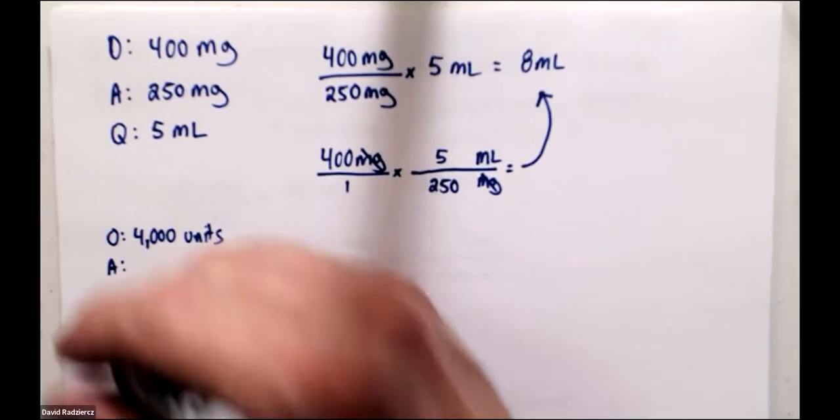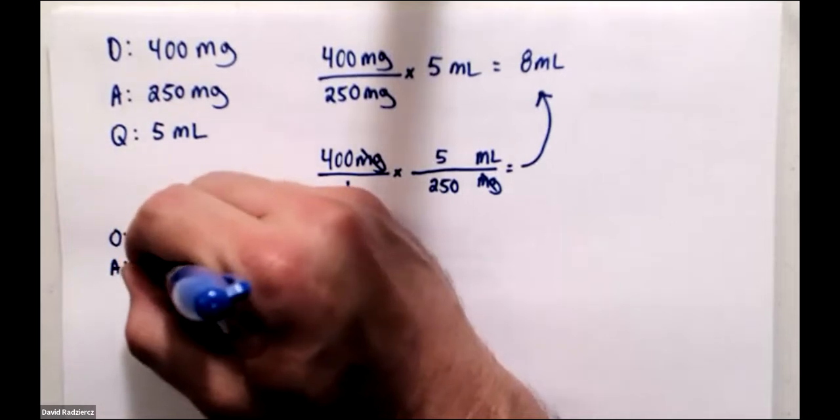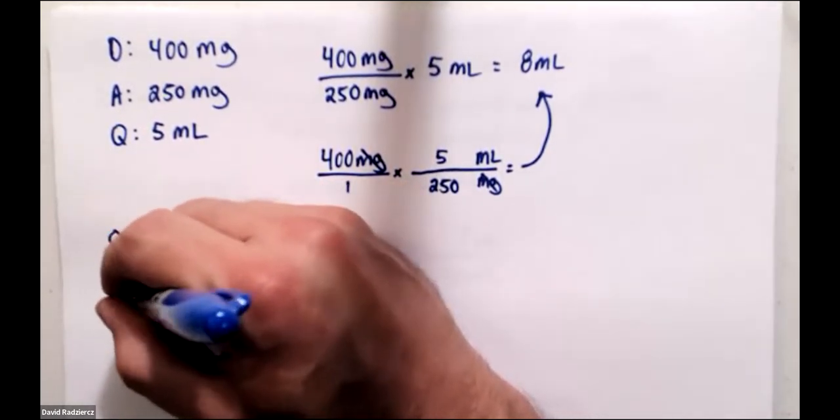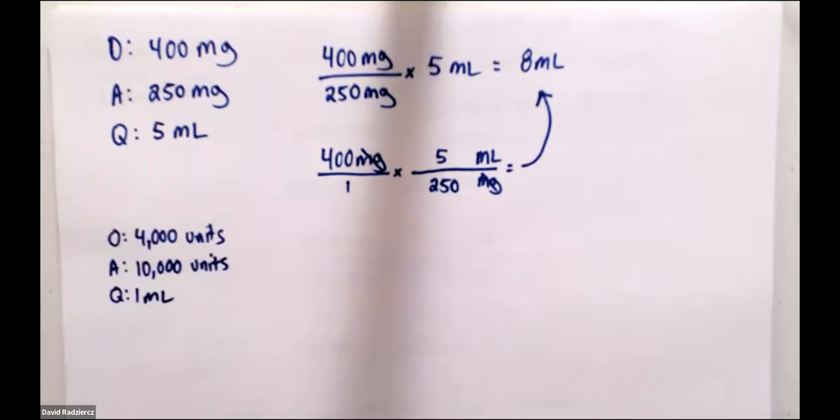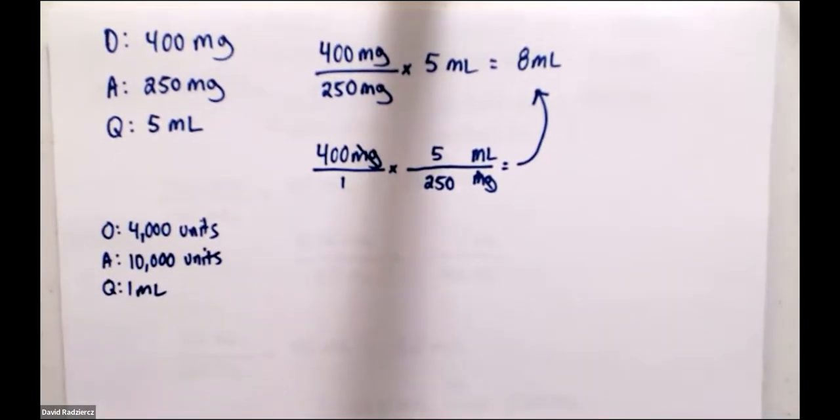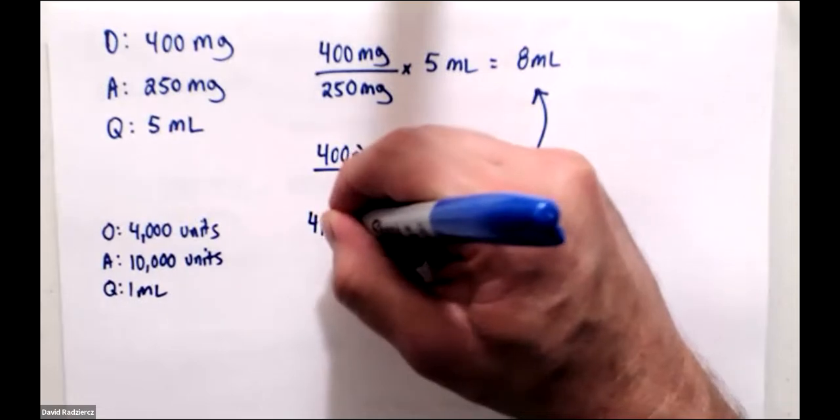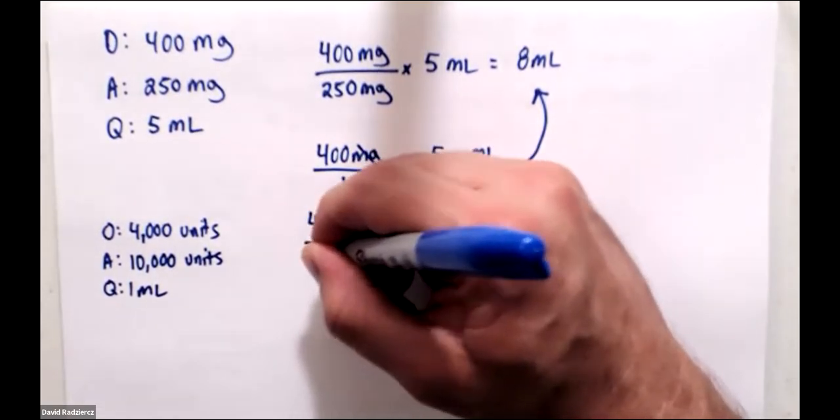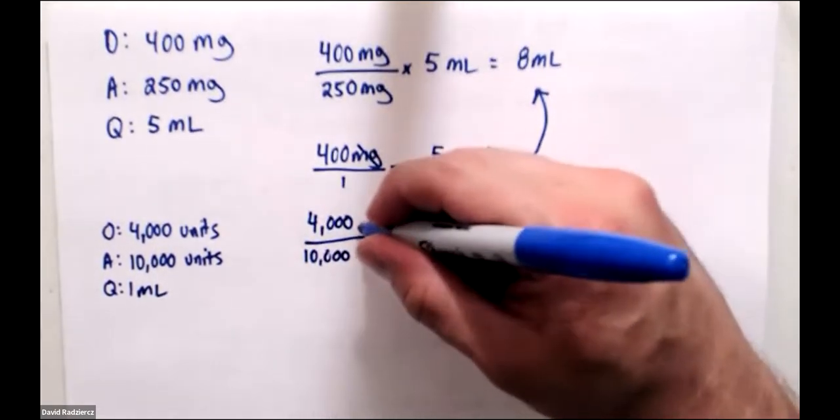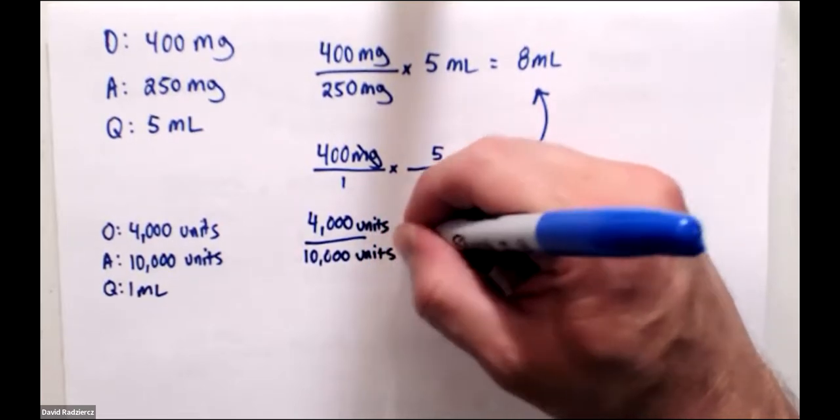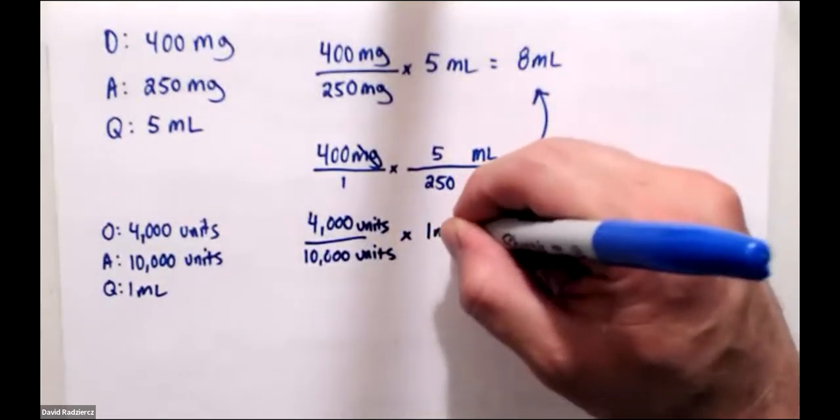All right, so the available is the 10,000 units, and the quantity is 1 milliliter. So if I'm doing order over have, 4,000 over 10,000, these are units, times the 1 milliliter.